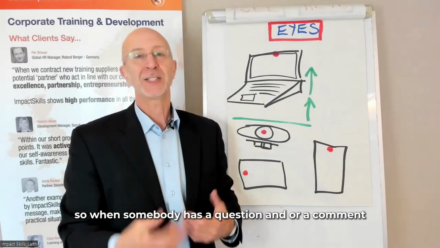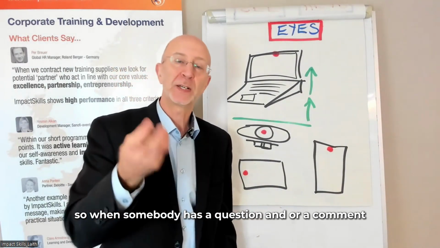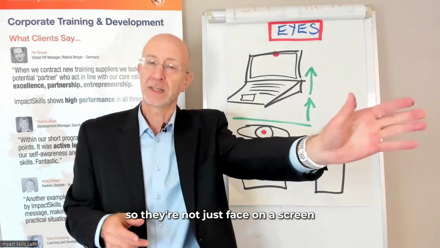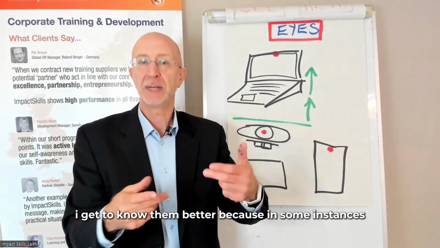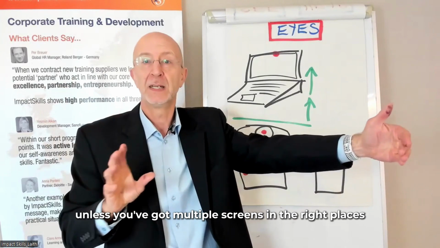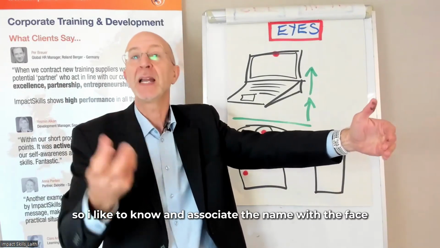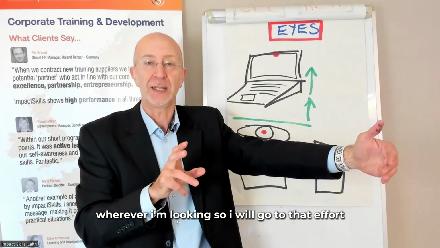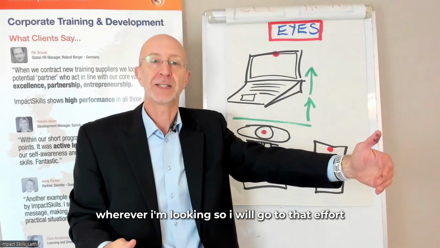So when somebody has a question or a comment, I can see the person, so they're not just a face on a screen. I get to know them better, because in some instances, unless you've got multiple screens in the right places, you can't always see them. So I like to associate the name with the face wherever I'm looking. So I will go to that effort.